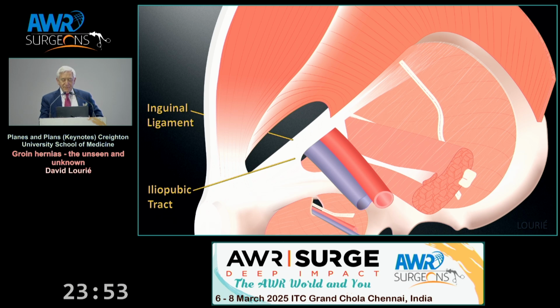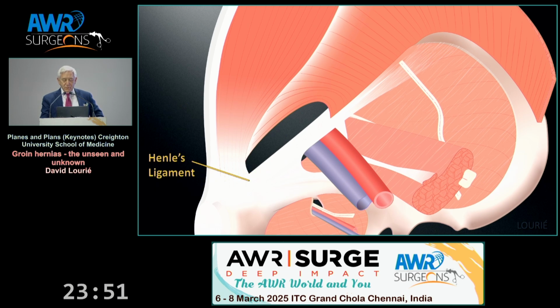If we look at the bottom of the rectus muscle where it inserts on the pubic arch, that is Henle's ligament. It's the first of several structures that will strengthen the posterior wall of the inguinal canal.